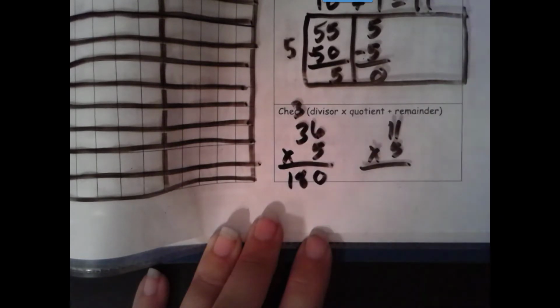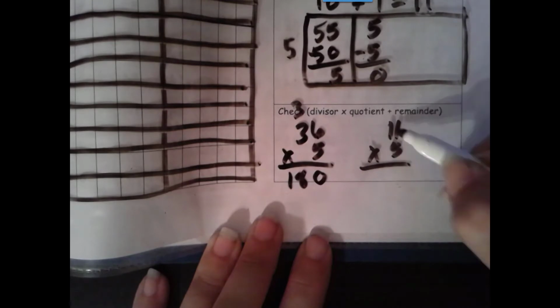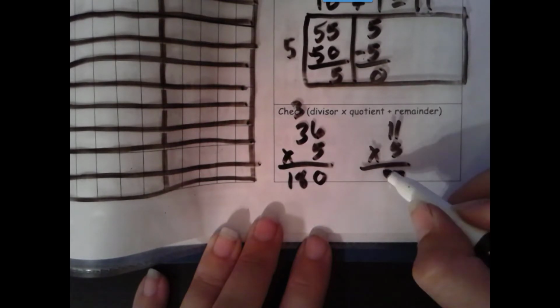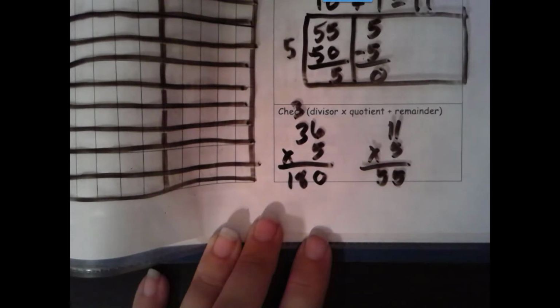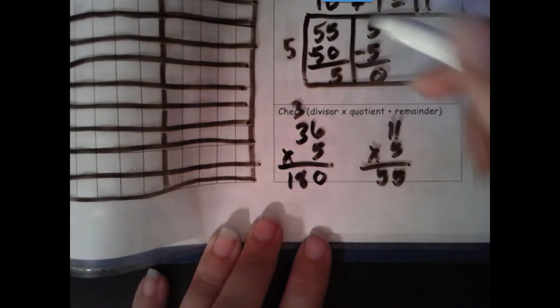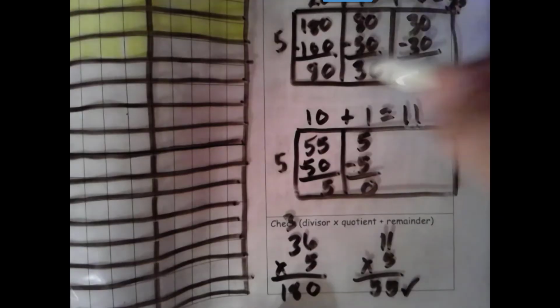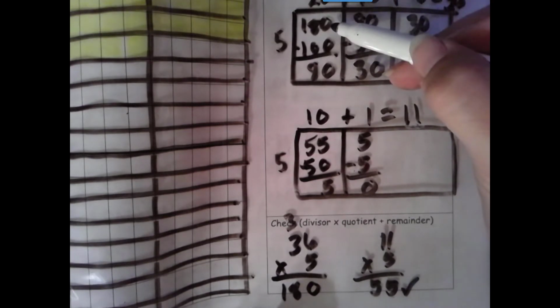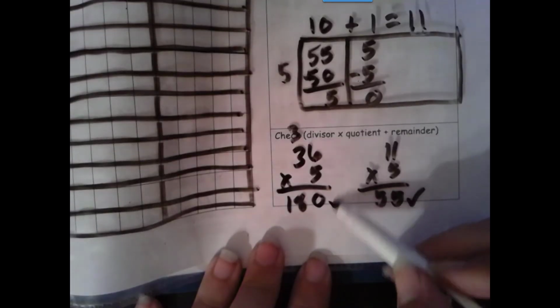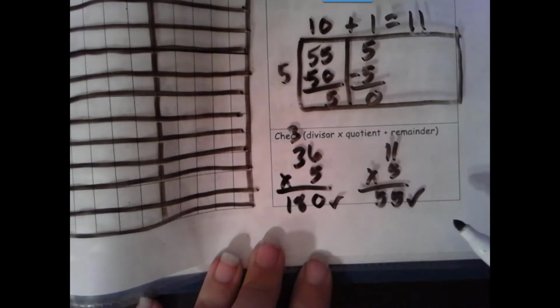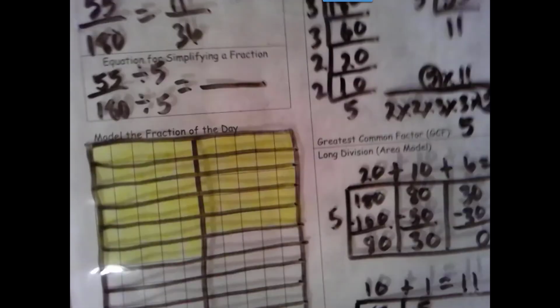5 groups of 3 tens is 15 tens, plus 3 more tens is 18 tens, or 180. 5 groups of 1 is 5. 5 groups of 10 is 5 tens, 50. 55, that matches our dividend. 180 matches our dividend here. Now I do actually multiply to check. I don't just put numbers down there and pretend to check. It's a way to make sure you have the right answer. So our numerator is definitely 11, and our denominator is definitely 36.